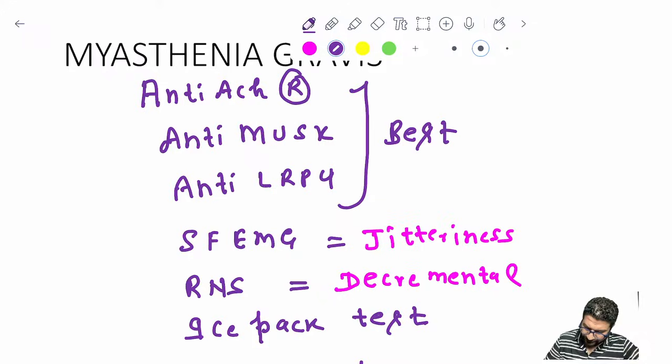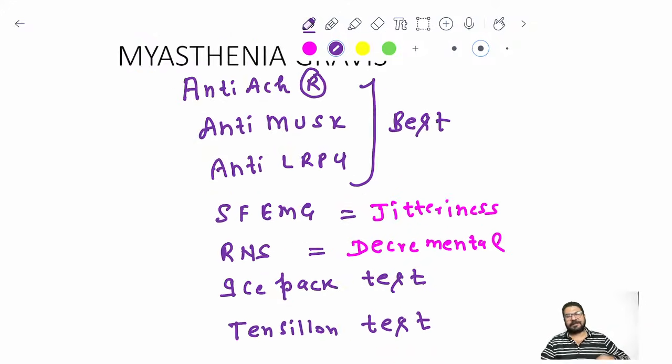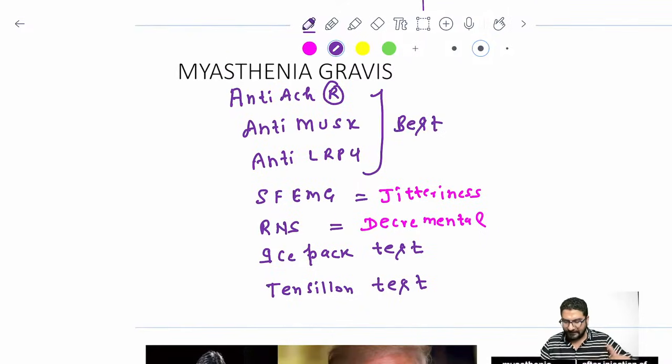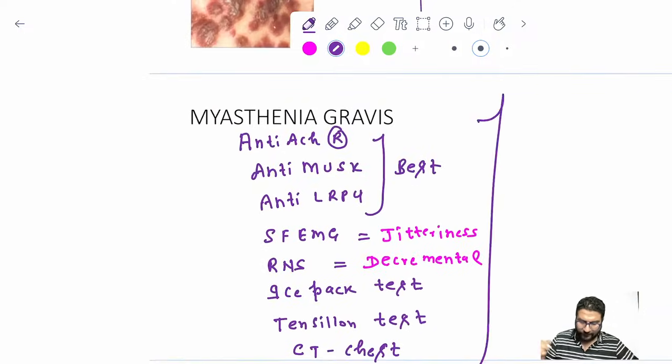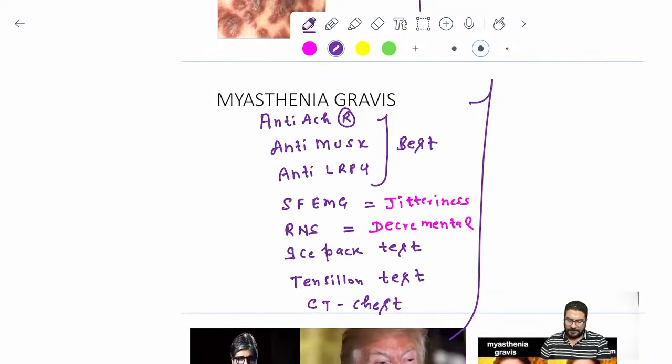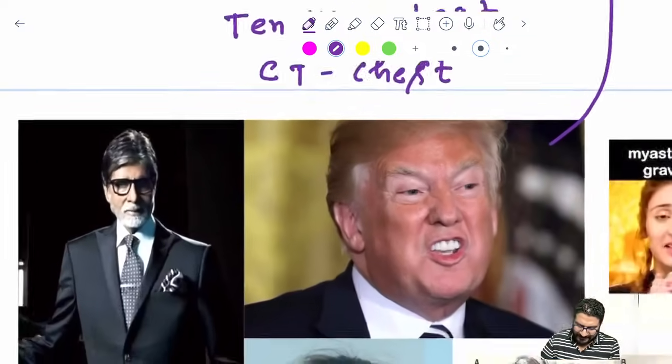So remember almost 60 to 70% patients will have association with a thymic tumor. So thymus tumor means thymoma. देखने के लिए आपको और क्या कराना होगा? CT chest. So these are the investigations that we do in a patient of myasthenia gravis. Very important. So just remember Amitabh Bachchan had this.